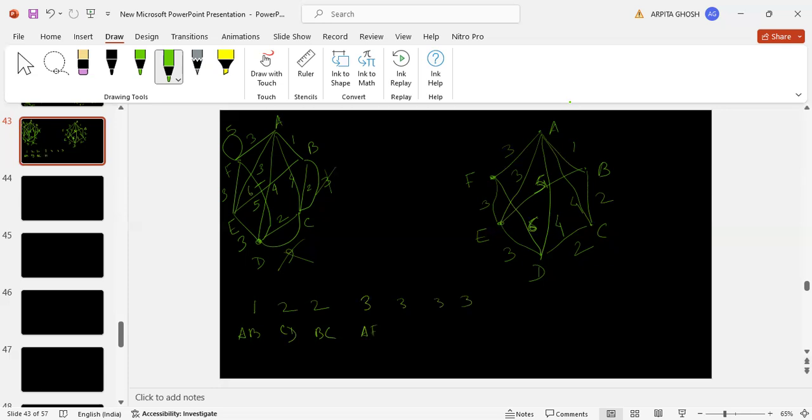Third one for DE, and then AE. Then how many 4s are there? Two 4s are there. One is for AD, the next 4 is for AC. Then after 4 there is 5 for BE and 6 for FD. We'll start with AB. We'll join A with B.